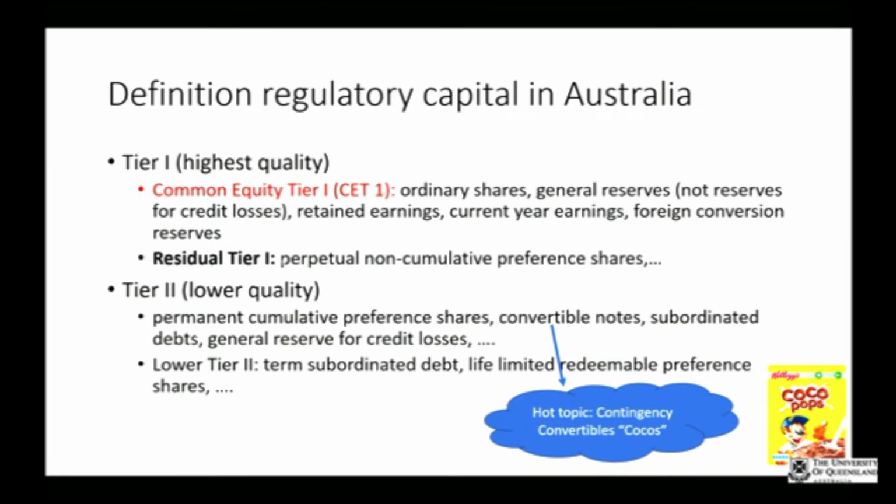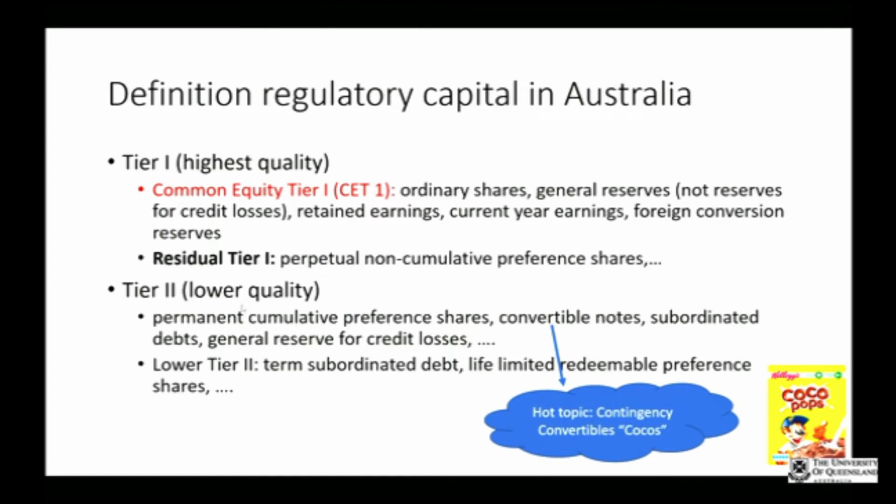Residual Tier 1 is something that is a little bit in between capital and has the characteristics of debt. For example, it says here perpetual non-cumulative preference shares. So preference shares have certain rights. They have rights to be paid dividends, for example, in the future. So it's a little bit similar to a liability. And that's the reason why they say, well, it's not as good as standard equity, because it's a little bit like a liability.